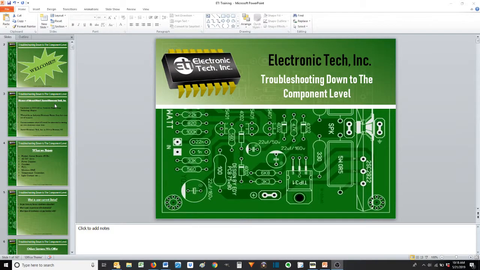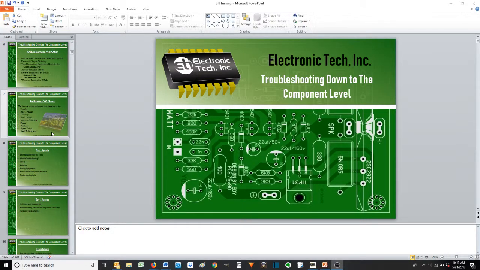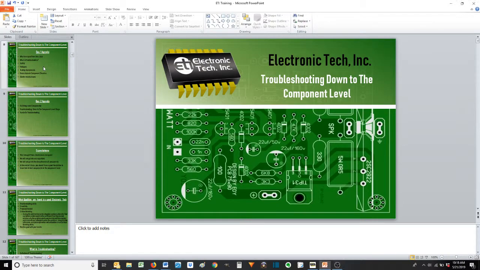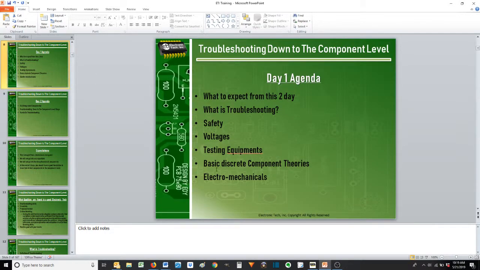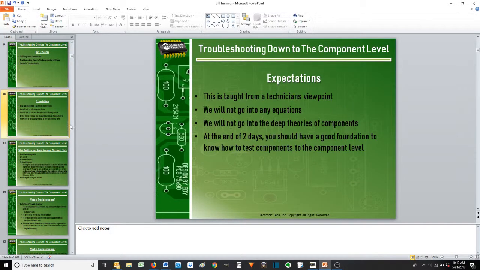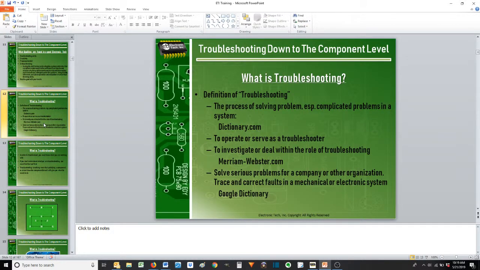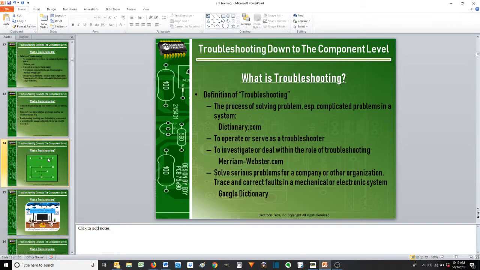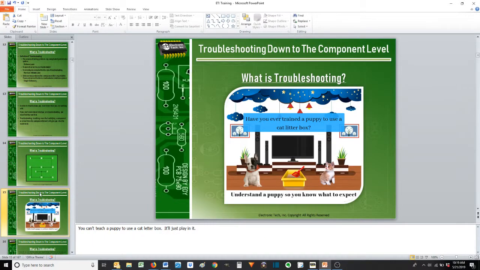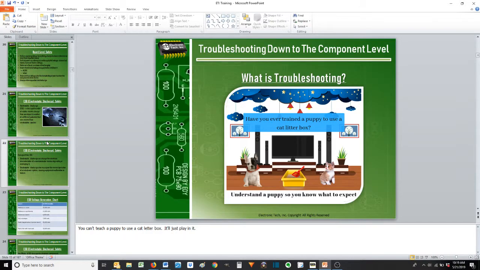of what's in here. So basically, what I go through is kind of talk a little bit about what we do, and then the agenda you see here, day two agenda, expectations. All right, I'll talk about what is troubleshooting, kind of give some diagrams, make some illustrations. So those are some of the things I'll talk about.